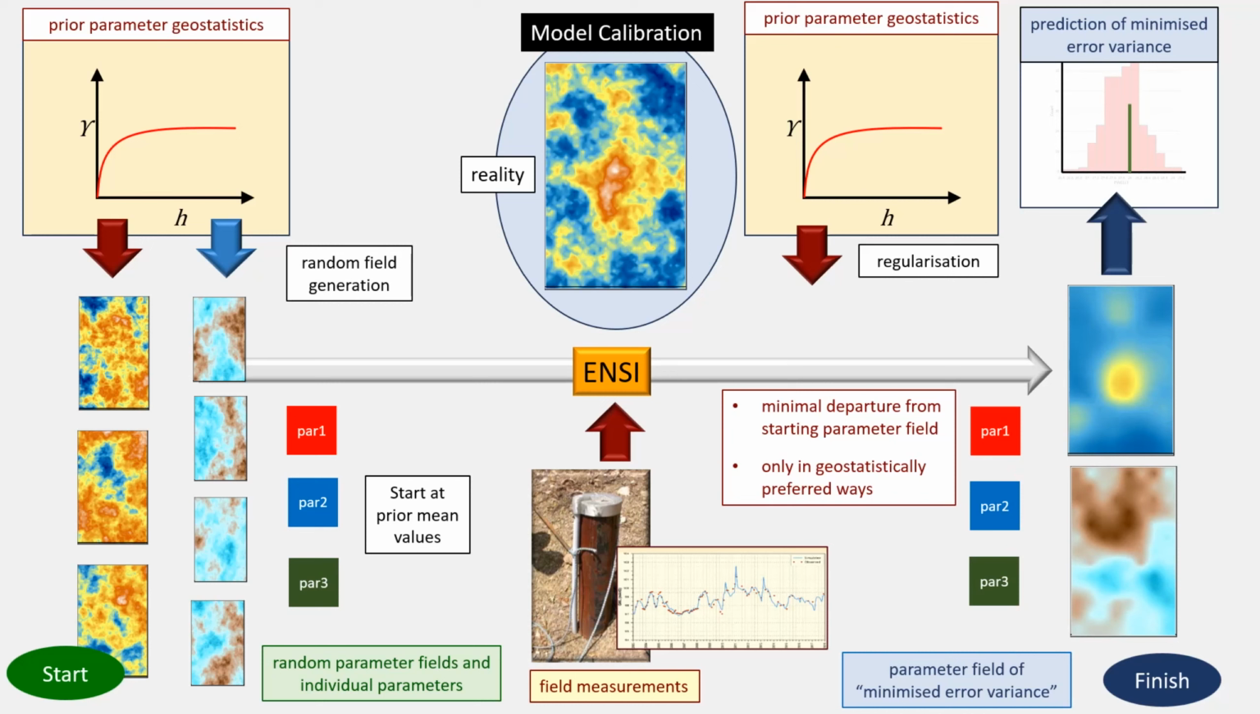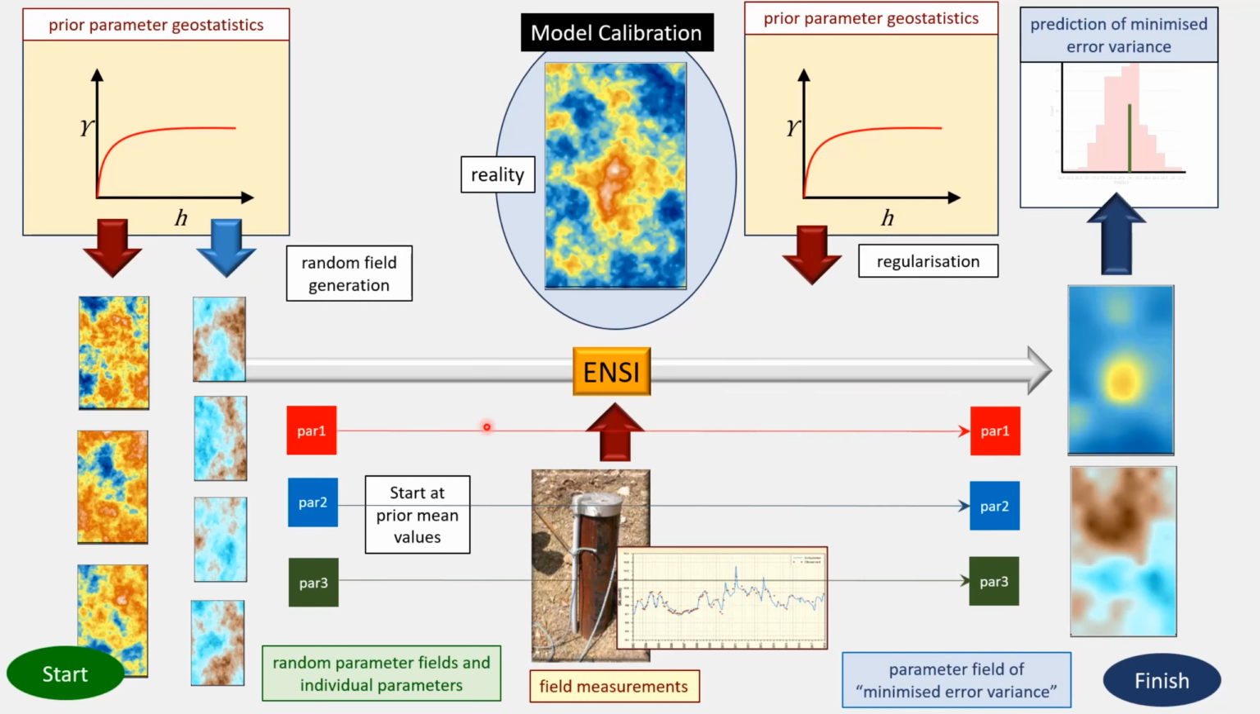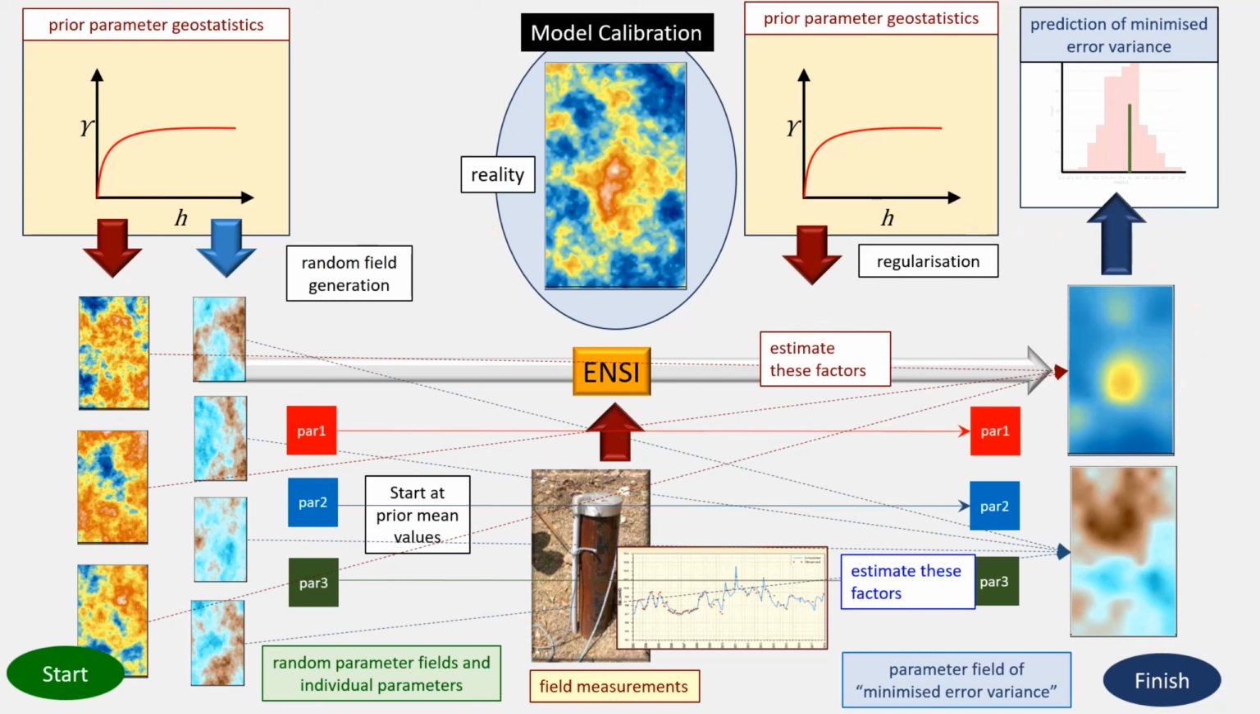of minimum error variance. So PEST-HP is calculating sensitivities for these parameters individually at the same time as it's estimating factors through which these realisations can be combined to produce this aspect of the final parameter field, and factors through which these realisations are combined to derive this aspect of the final parameter field. So these are the 5 defining aspects of ensemble space inversion.